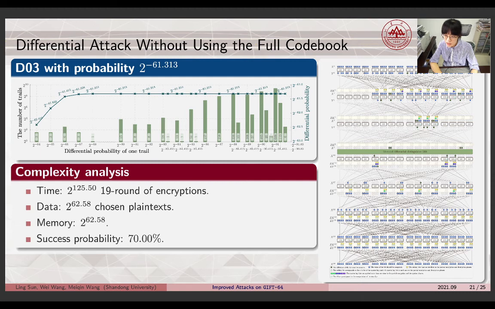The time complexity of this attack is 2^125.5. The data complexity is 2^62.58 chosen plaintexts. The memory complexity is roughly 2^62.58, and the success probability is 70%.